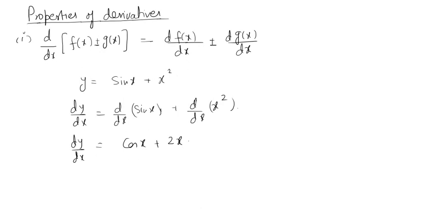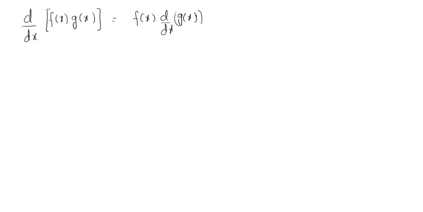Now the second property is the product of two functions. So how will you find the derivative of a product of two functions? We will prove that d by dx of f(x) into g(x). Now this is an important property. d by dx of f(x) into g(x) is equal to f(x) into d by dx of g(x) plus g(x) into d by dx of f(x). Okay, so let us prove it.